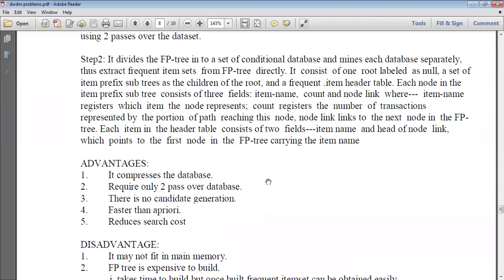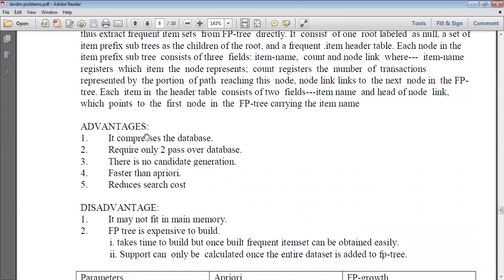So what is the comparison between the Apriori and FP growth algorithms? Here are the advantages of the FP growth algorithm. It compresses the database and requires only two passes over the database, whereas the Apriori algorithm requires a number of passes. There is no candidate generation in FP growth, it is faster than the Apriori algorithm, and it reduces the search cost. These are the advantages of the FP growth algorithm.